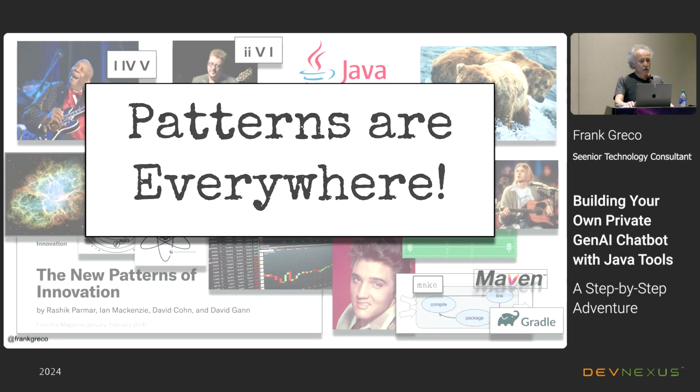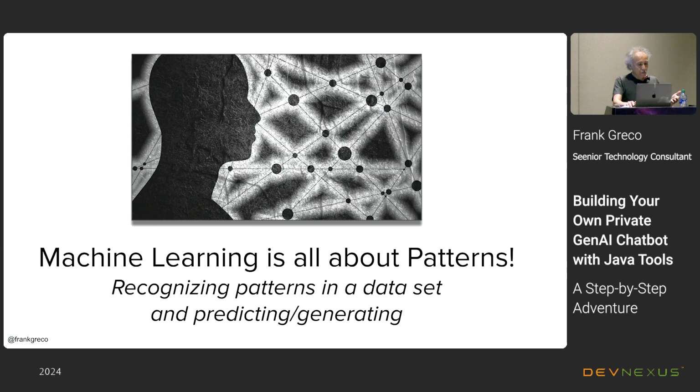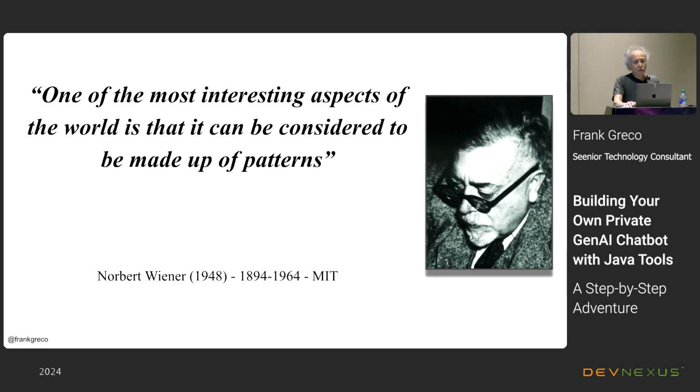They're everywhere. So machine learning, it's all about patterns, and whether you're predicting something or you're generating something. We have predictive AI and we have generative AI. And we have this gentleman in the 40s. He was sort of like Bill Gates, Steve Jobs, like smart people, but they can be a-holes at times. So this was Norbert Wiener. But he said something very interesting. Before there was AI, he said the world is considered to be made up of patterns. This is before AI.